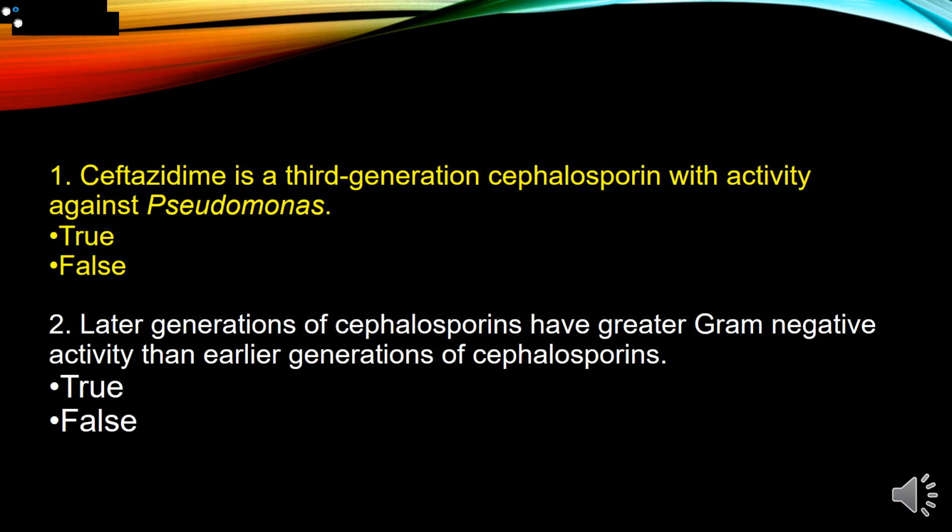Let us have another test. Ceftazidime is a third generation cephalosporin with activity against Pseudomonas. Is this true or false? We discussed in the spectrum of third generation that they cover Pseudomonas infection. So this is true. Then another MCQ, true or false: later generations of cephalosporins have greater gram-negative activity than earlier generations of cephalosporins. And this we have also discussed in the graph, which shows that as the generation of the cephalosporin increases, the activity against gram-negative organisms also increases. So this is also true.